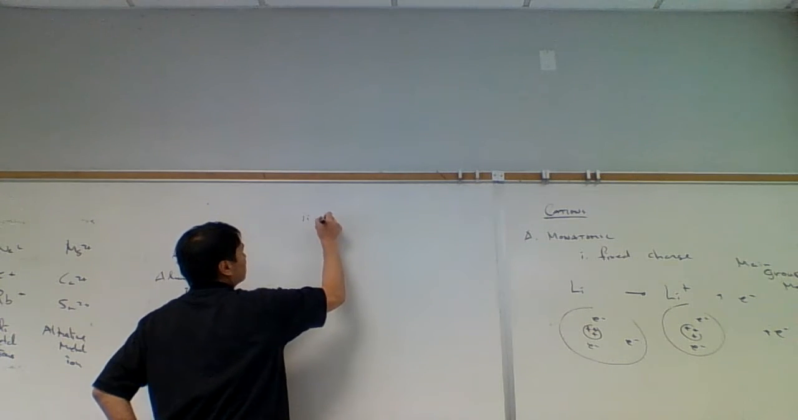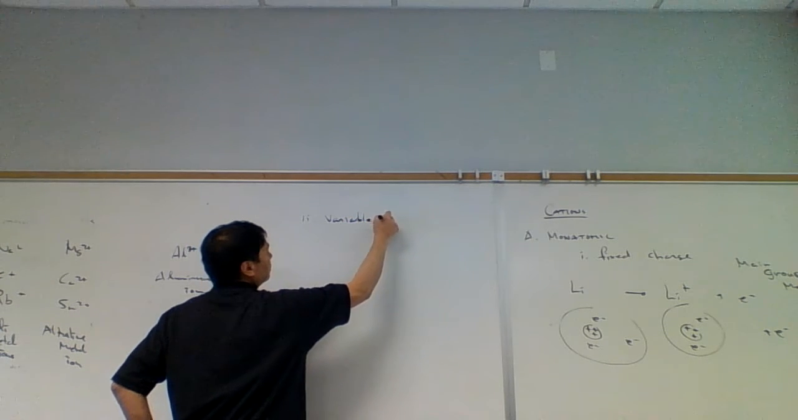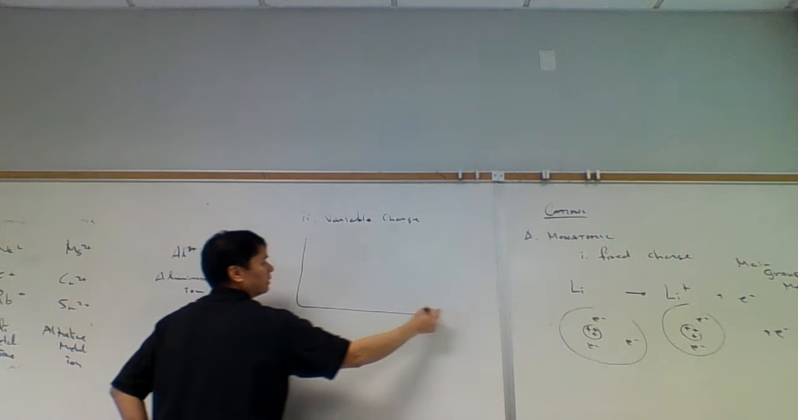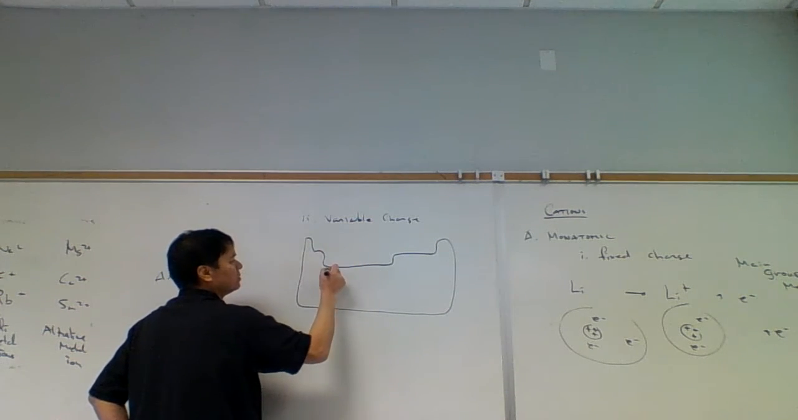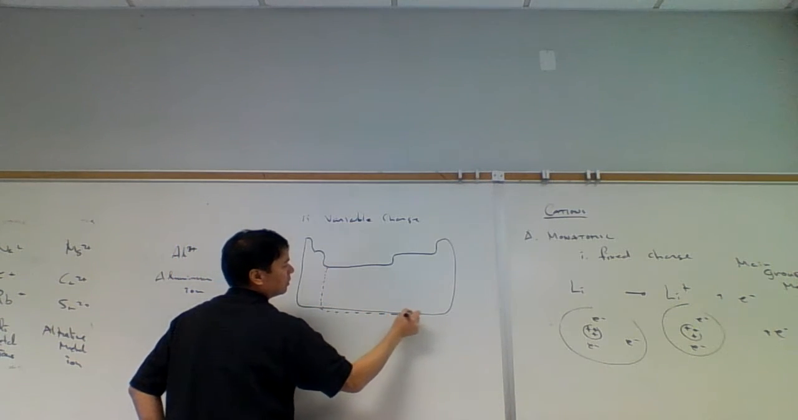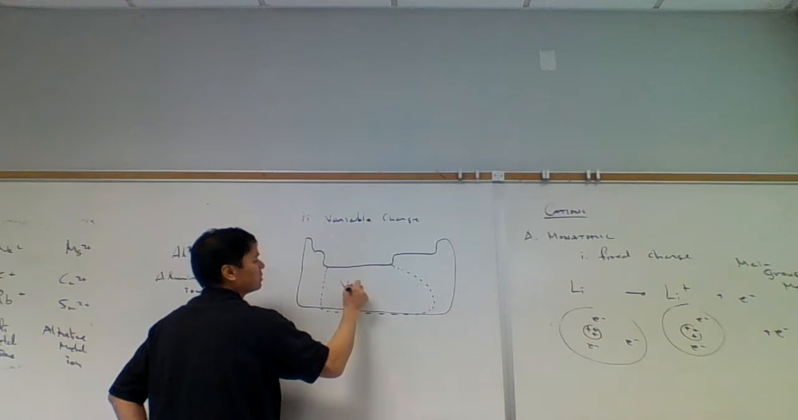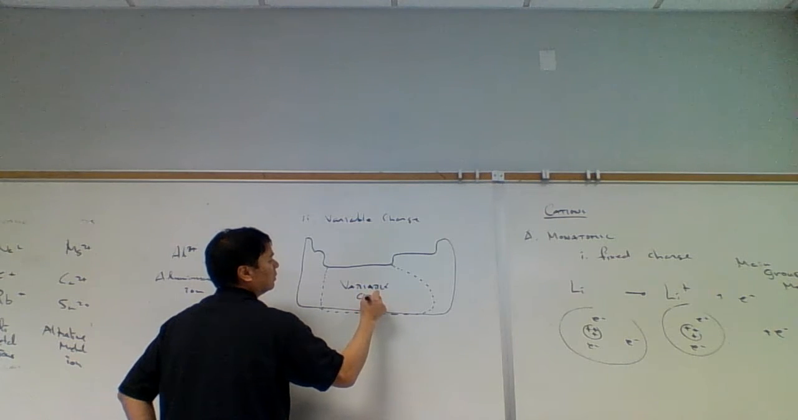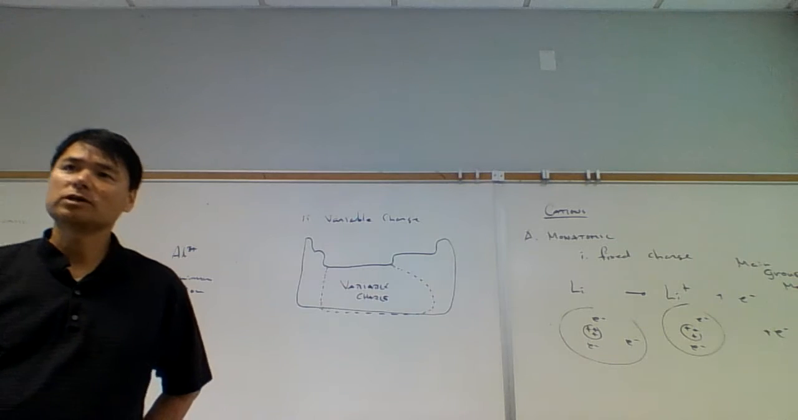So variable charge, we look at the periodic table. When we're looking at the periodic table, it looks something like this. And so this would be the variable charge region. It goes like this. This is the variable charge. This is a variable charge except for one little L-shaped region.